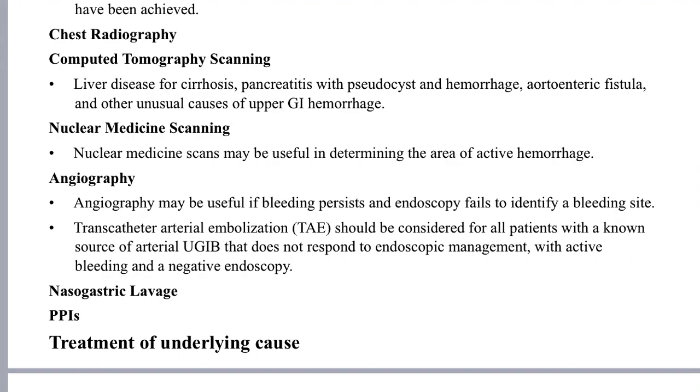فالانجيوغرافي may be useful if the bleeding persists and endoscopy fails to identify a bleeding site. A transcatheter arterial embolization should be considered for all patients with a known source of the arterial upper GI bleeding that does not respond to endoscopic management, with active bleeding and a negative endoscopy.